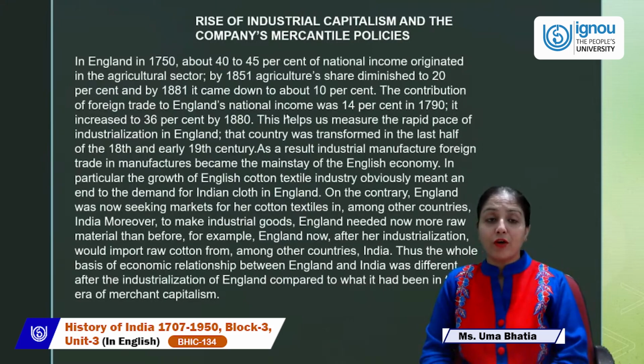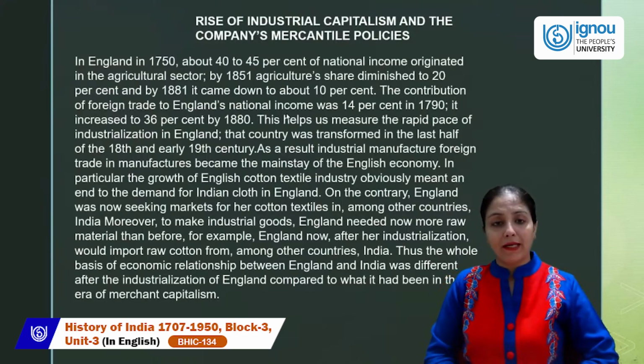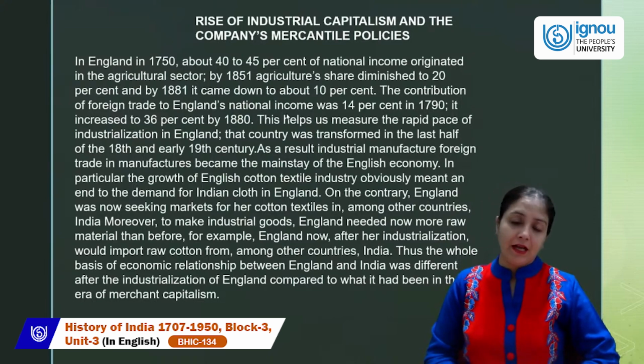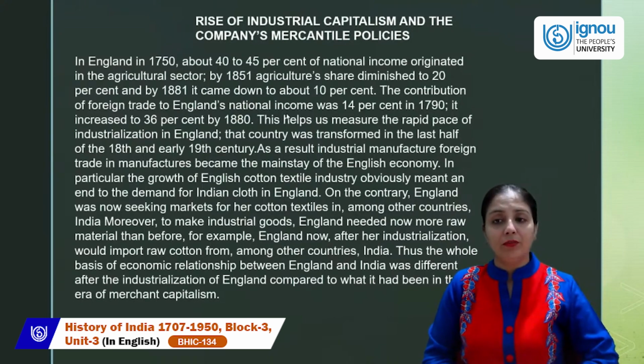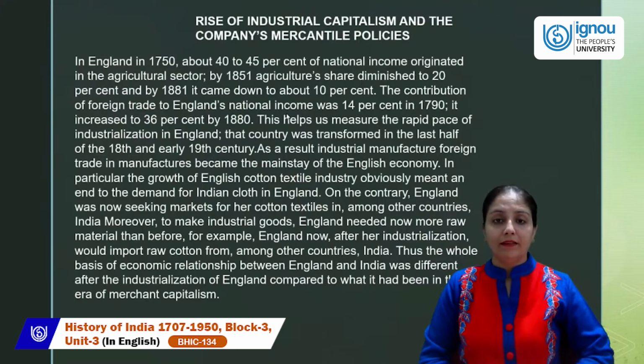The contribution of foreign trade to England's national income was 14% in 1790. It increased to 36% by the 1880s, and this helps us measure the rapid pace of industrialization in England. That country was transformed in the last half of the 18th and early 19th century. As a result, industrial manufacture and foreign trade in manufactures became the mainstay of the English economy.